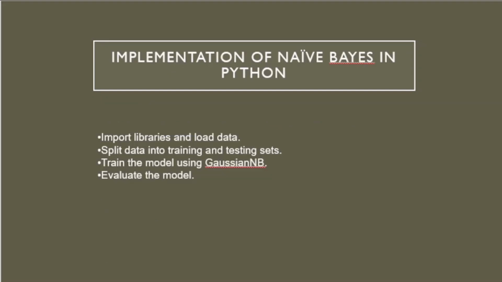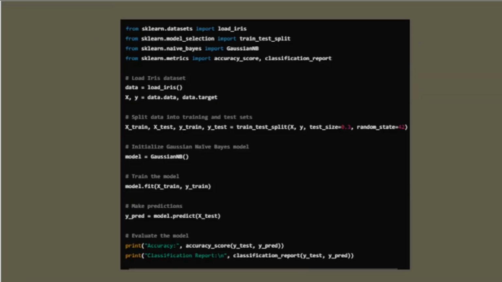Python implementation of the naive Bayes. Now, let's implement naive Bayes in Python using the famous Iris dataset. We'll use the GaussianNB model from scikit-learn, which is ideal for continuous data. Here's the code that we'll use.